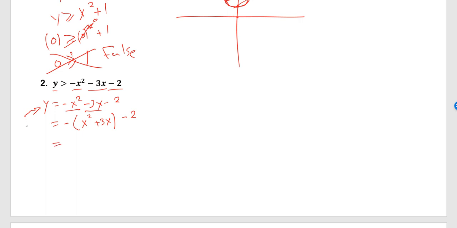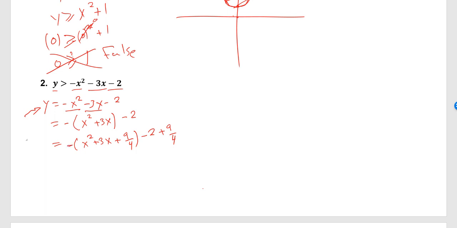So remember, to complete the square, we have b over 2 all squared. So b is 3 in this case. So we have x squared plus 3x. So 3 over 2 all squared is 9/4, right? Minus 2 plus 9/4.